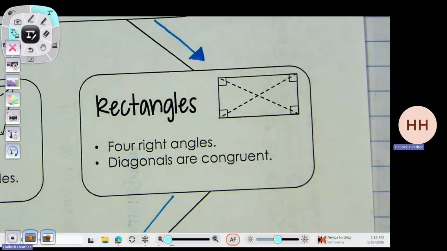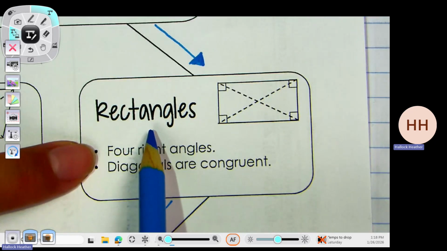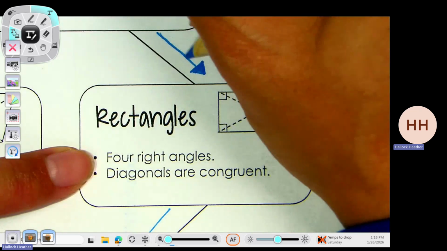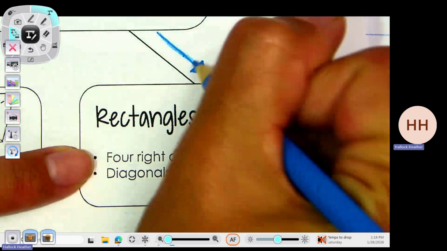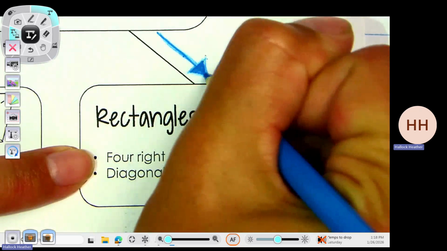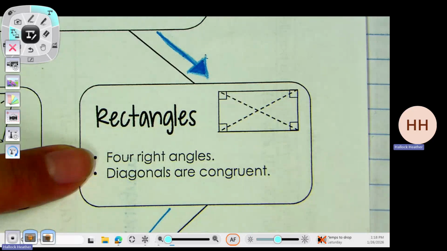Rectangles. Thursday and Friday we talked about parallelograms. Everything that you have for a parallelogram also goes to a rectangle. So where your rectangle is at, we are going to highlight some things. First off, I want you to draw this little arrow because we did not put that on our paper. Everything a parallelogram has for the rules also is a rectangle.